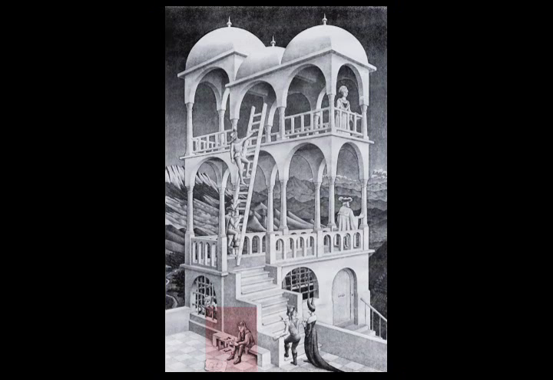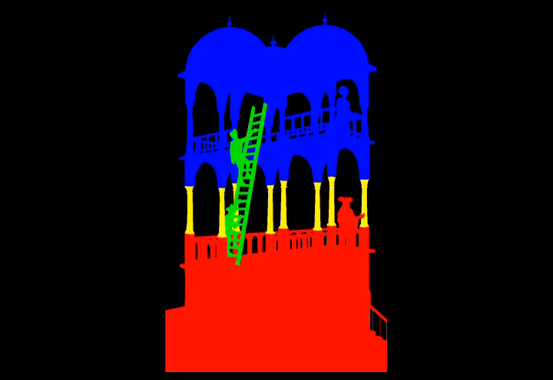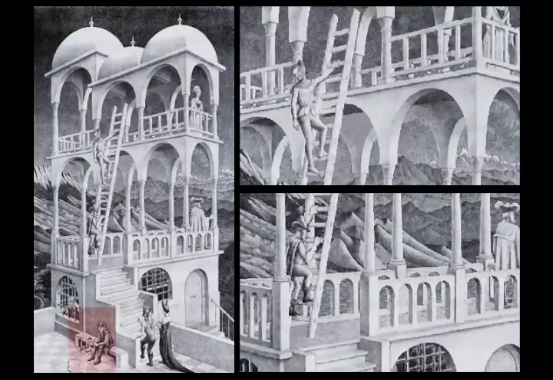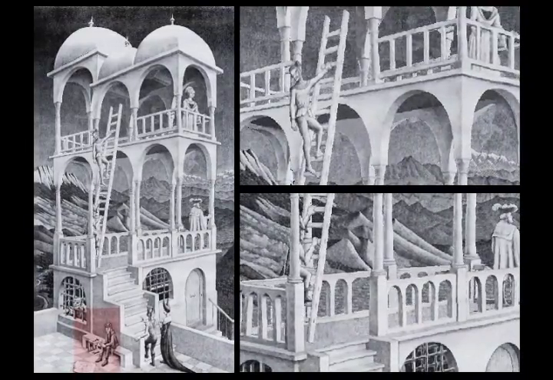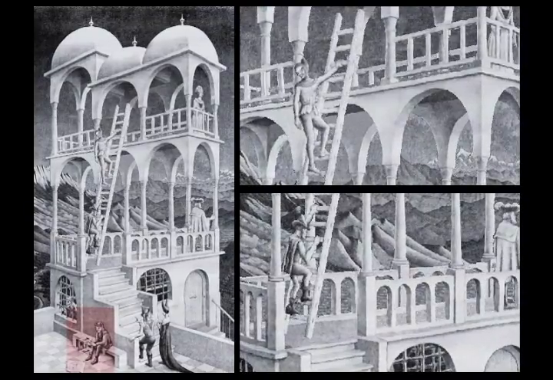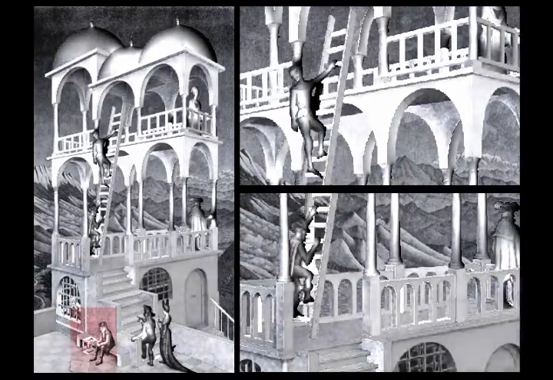Belvedere by M.C. Escher. Simple segmentation. The normal map. Novel views are being generated at interactive frame rate. Compelling relighting effects can be applied to Belvedere.